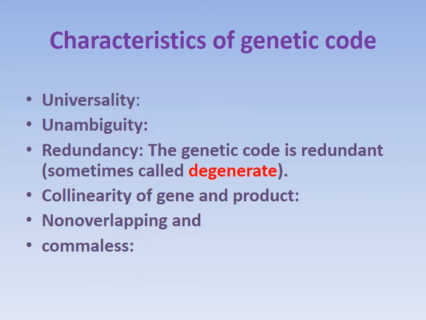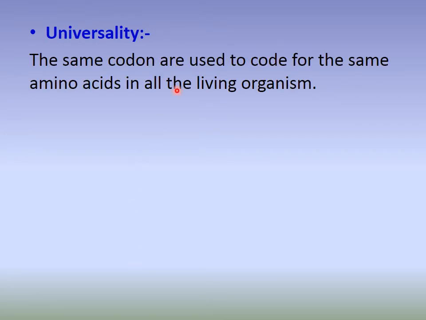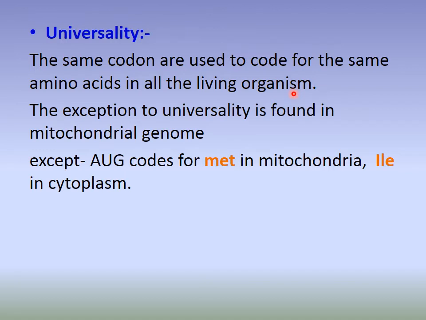Now we go in deep with each character. So first is universality. What is universality? That same codon is used to code for the same amino acid in all living things. So if you have the code UUU, then this UUU codes for phenylalanine in humans, bacteria, animals, chimpanzees, and insects also. In all living things, anywhere in the universe, the same code will code for the same amino acid. This is universal. So these codons, the genetic codes, are universal.